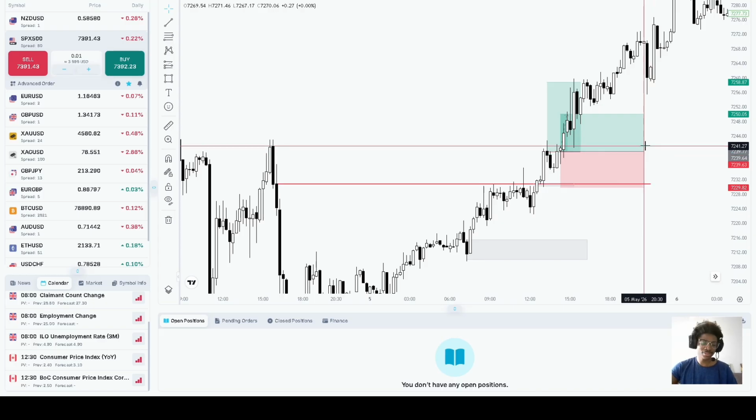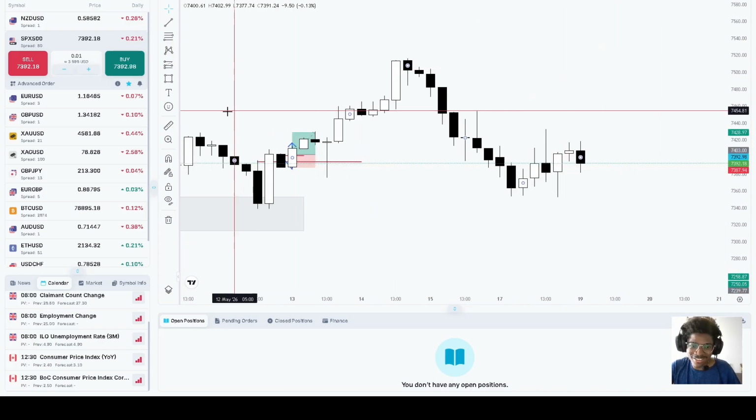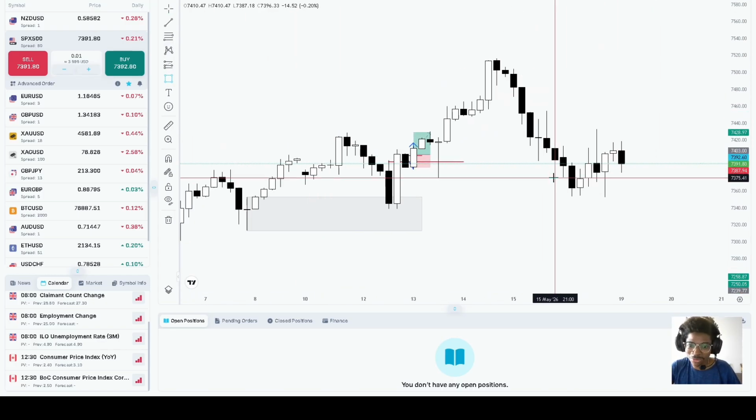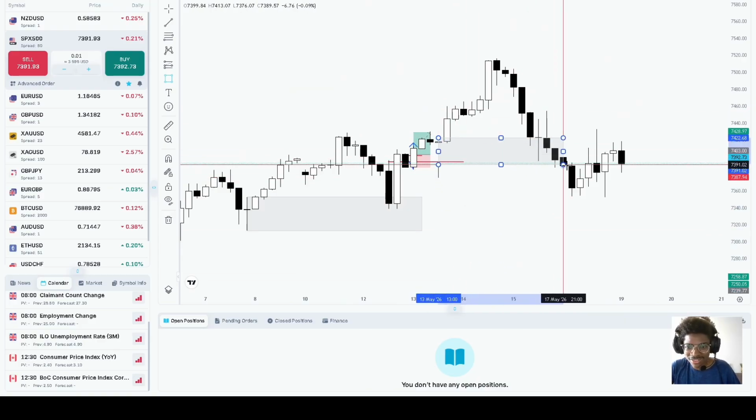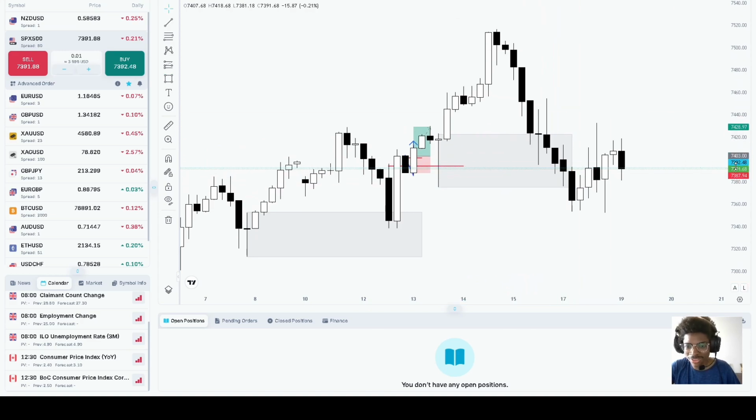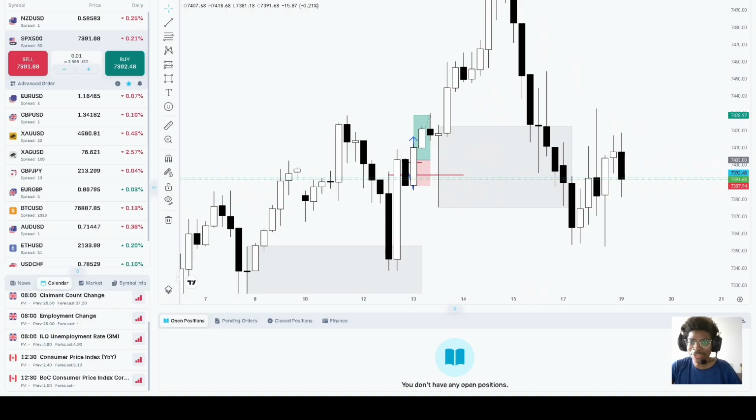Very important. Let's look at this one, guys. So this is how this setup will save you. So there is this one here, important level. Okay, important level. What happens here, guys?